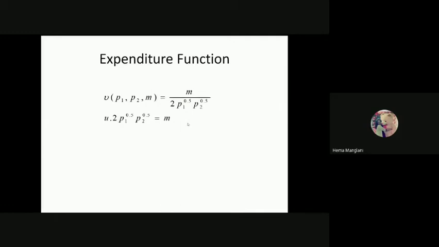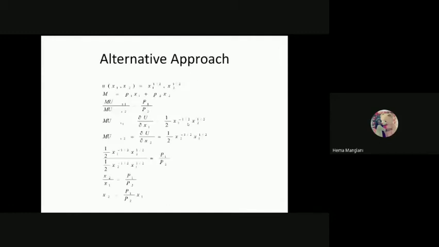So this is just a very simple way to get this expenditure function. But sometimes you are not asked to calculate or estimate the indirect utility function, and the expenditure function has to be derived directly. Then what to do? In that case, an alternative approach can be followed. And the alternative approach says that we'll be taking the same utility function.